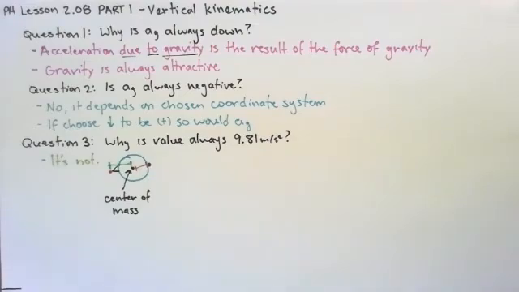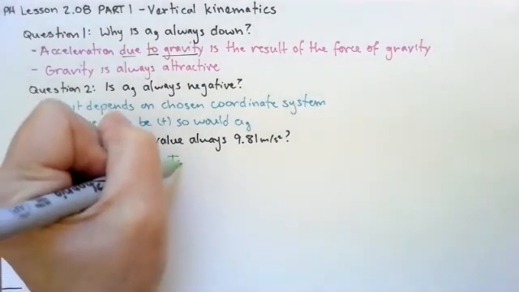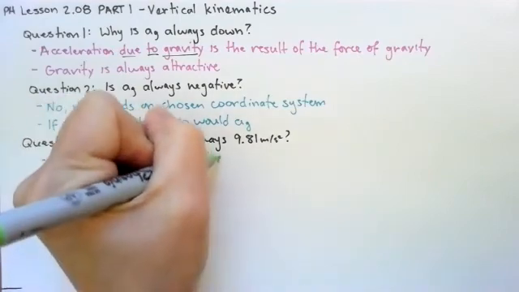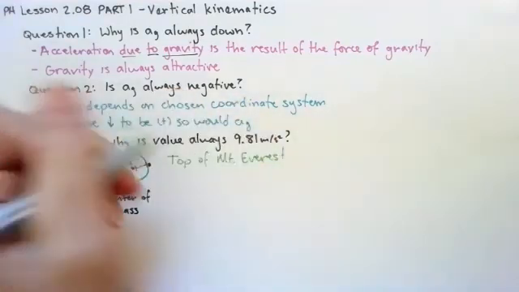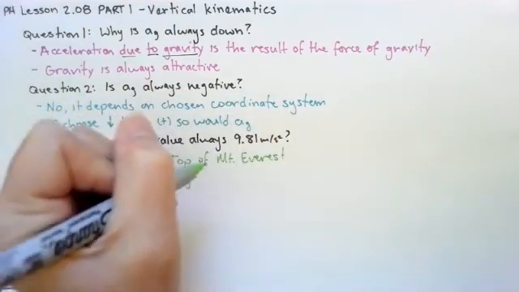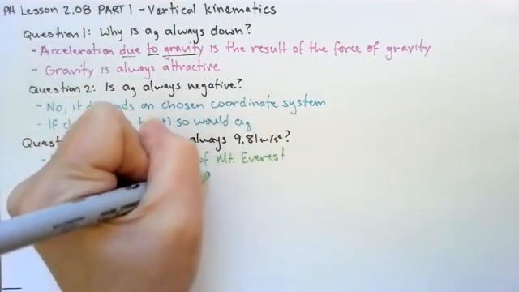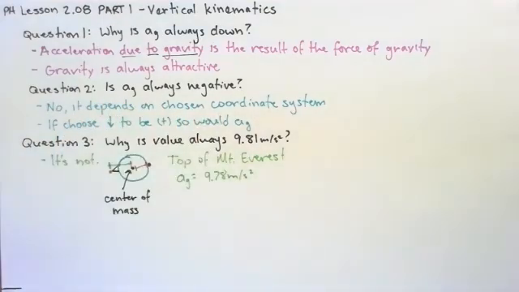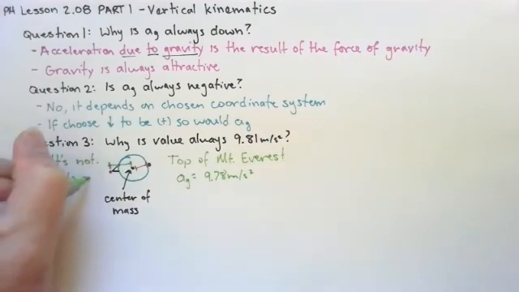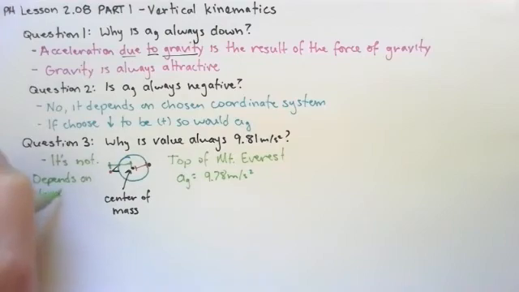And it turns out on the top of Mount Everest, acceleration due to gravity is 9.78 meters per second squared. So it depends on your elevation.